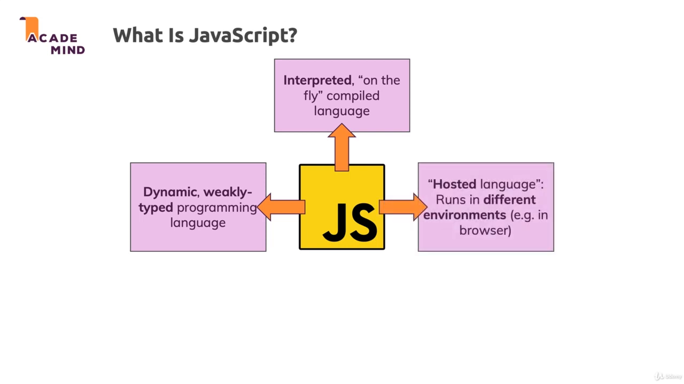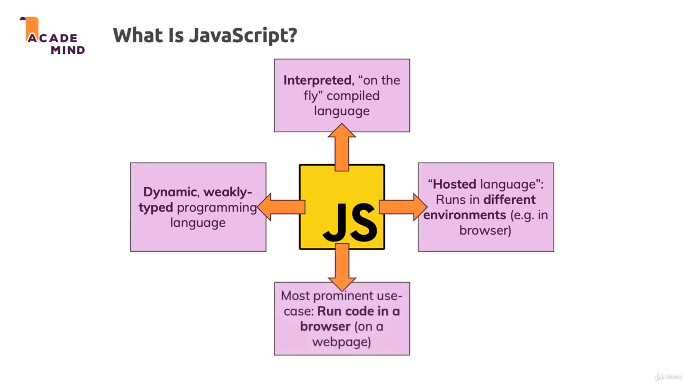It's a hosted language that runs in different environments, though thus far in the last example we just saw it run in the browser, but I'll come back to other environments in this course as well. And the most prominent use case is the case we just saw. We run code in a browser on a web page to make that more dynamic. So now we understand why we use JavaScript and what it allows us to do. But what do these terms, dynamic, weakly typed, and interpreted, as well as hosted language, mean in detail?